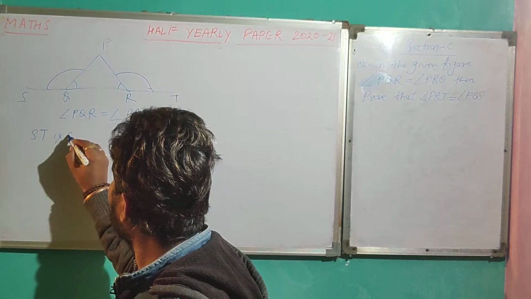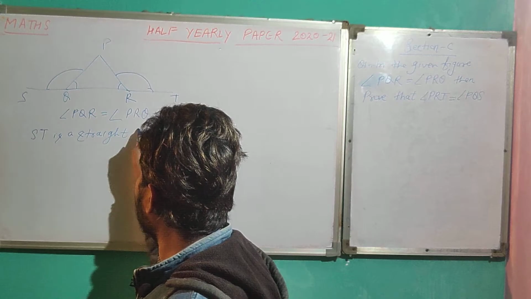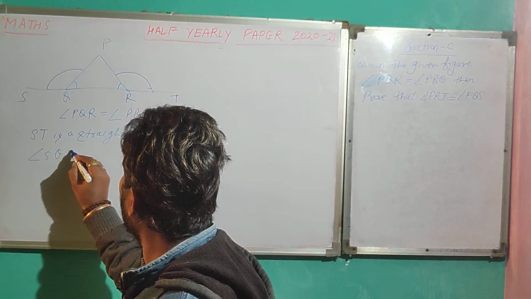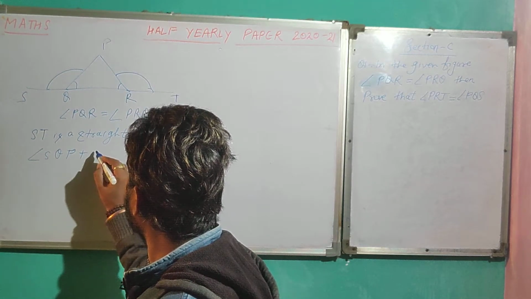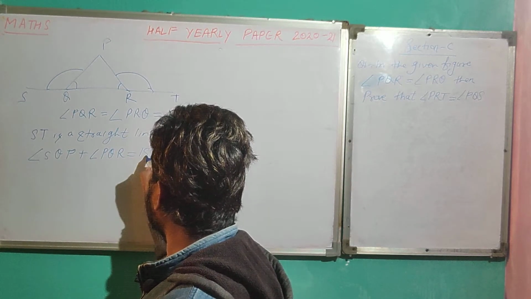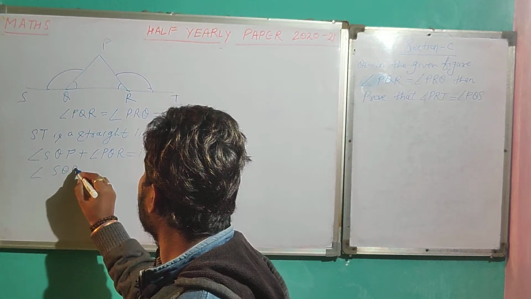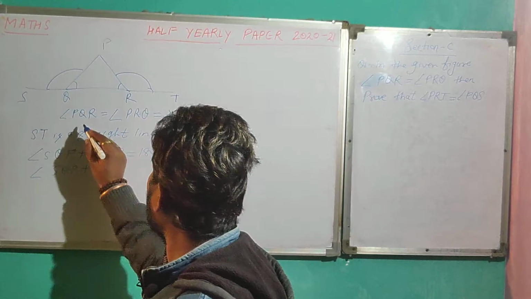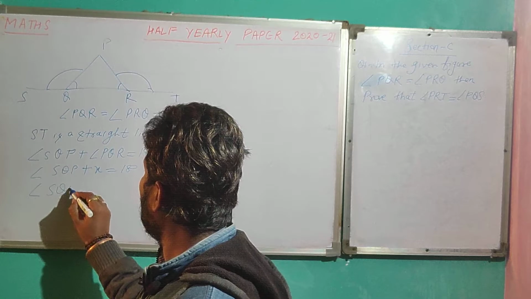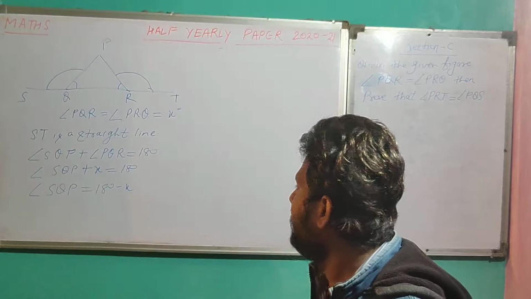We know ST is a straight line. So angle SQP plus angle PQR is equal to 180. So angle SQP plus angle PQR, this is X, is equal to 180. So angle SQP is equal to 180 minus X. Okay, this is first.